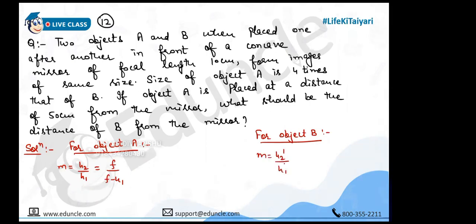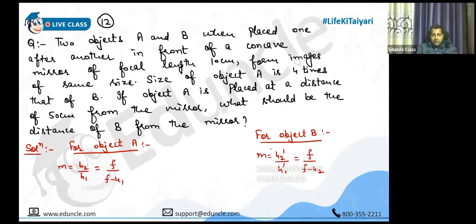Can I use this? M dash. Therefore, M by M dash can be written as this, no? And we are given that the size of object A is 4 times that of B, which means H1 is 4 times H1 dash. Okay.